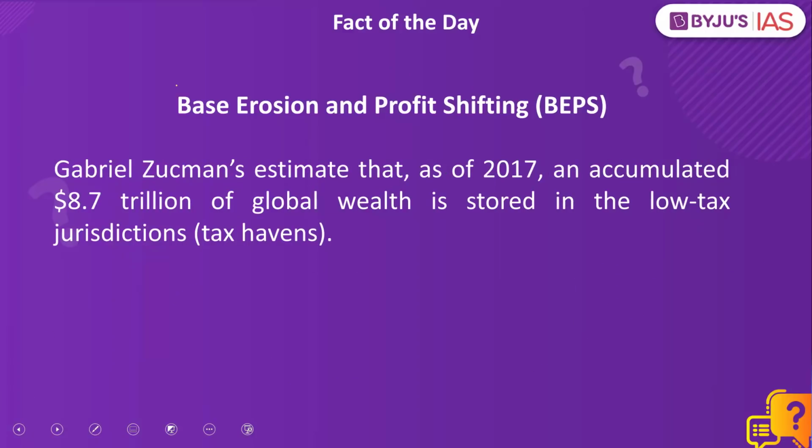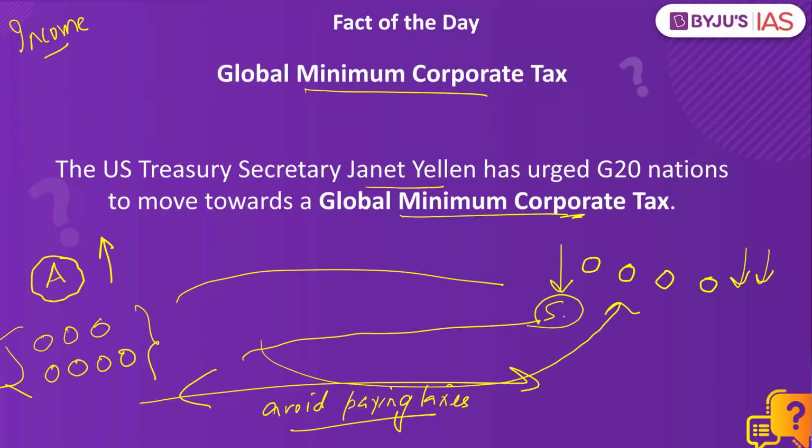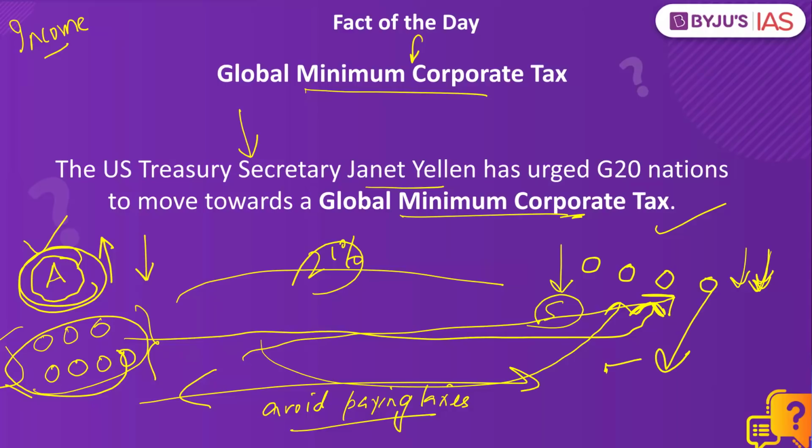This is something that we call base erosion and profit shifting. That means you shift your profit to countries where the tax rate is low, and what will happen in these countries? Their tax base or revenue base will be reduced. US Treasury Secretary Janet Yellen says that we should move towards a global minimum corporate tax so that everywhere it should be 21%, for example, so that these organizations will not shift their profits to these countries where the tax rate is lower. And these countries are what we call tax havens. That's what we call this proposal of global minimum corporate tax.